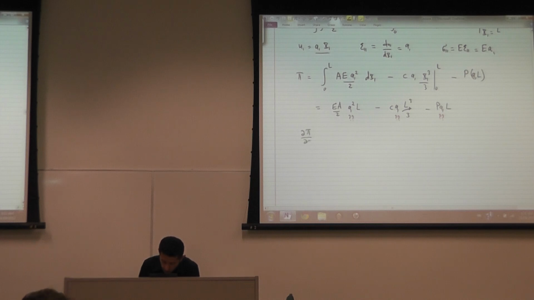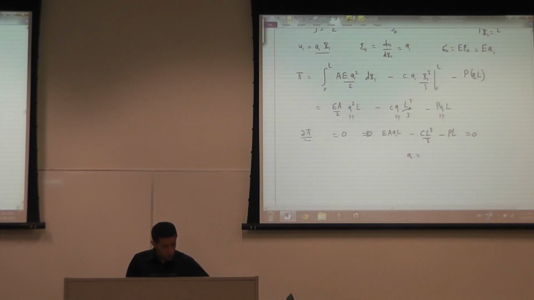Partial. I'm differentiating with respect to a1, so you'll get that a1 is equal to PL plus CL cubed over 3, divided by EA.